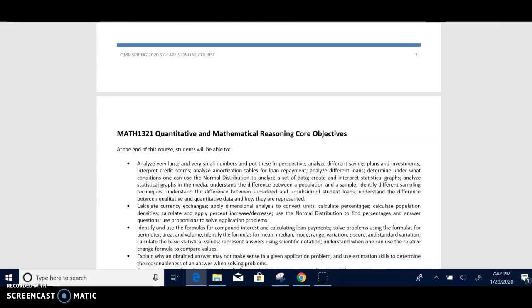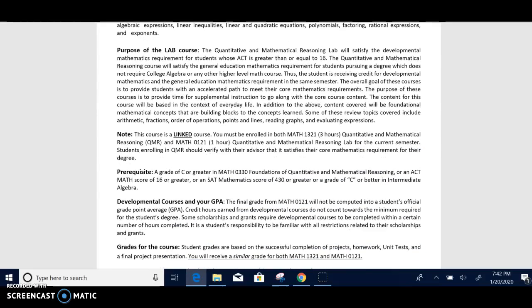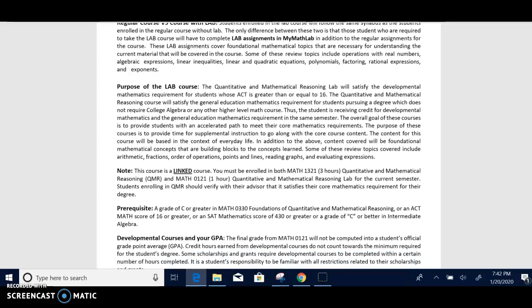Whoops, let me back up a little bit. So that's the purpose of the lab. Or excuse me, that's not the purpose of the lab. That is the difference between the two.